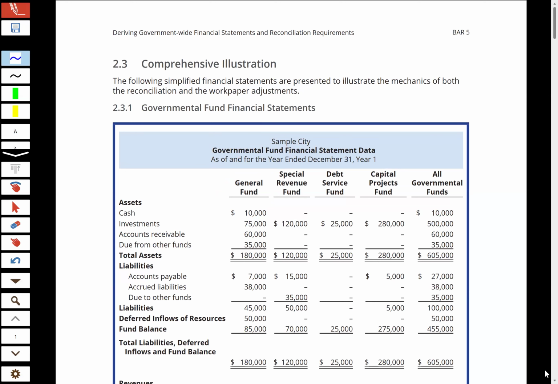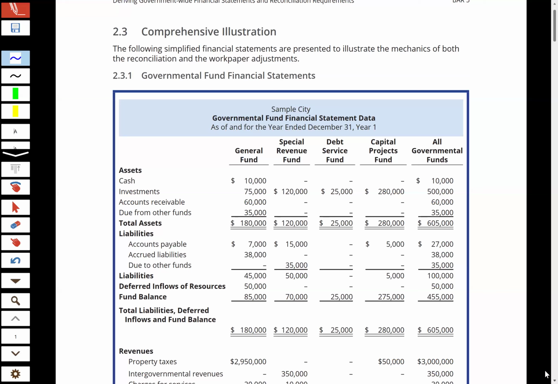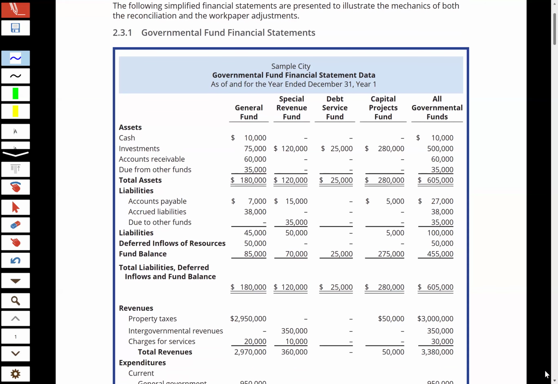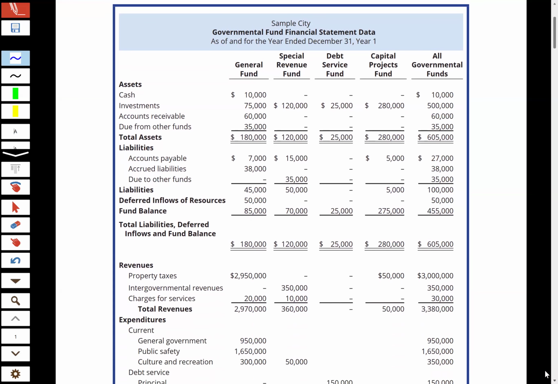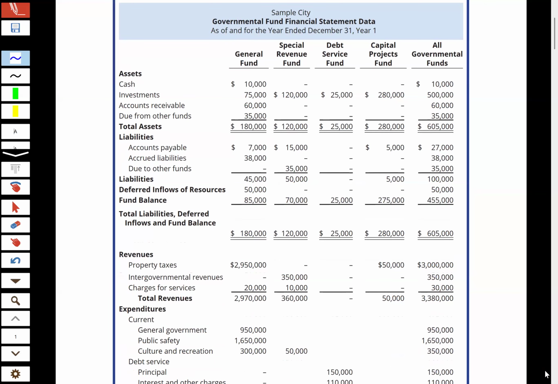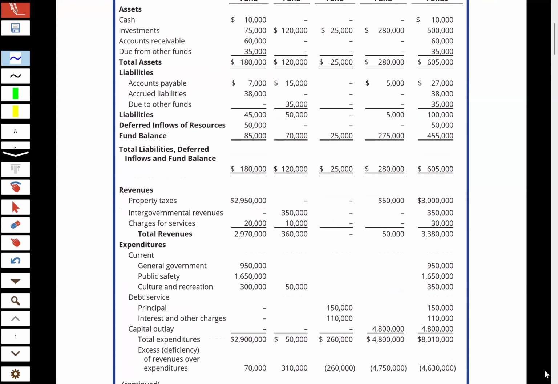So anyway, we take a look and we have this comprehensive illustration that I jumped to. And notice we have our fund financial statements. So we have our balance sheet for our governmental funds using modified accrual accounting. Notice, guys, current assets, only current liabilities, right? Our fund balance, things like our deferred inflows, etc. Then we have our statement of revenues, expenditures, and changes in fund balance, our revenues, our expenditures, all on the modified accrual basis of accounting.